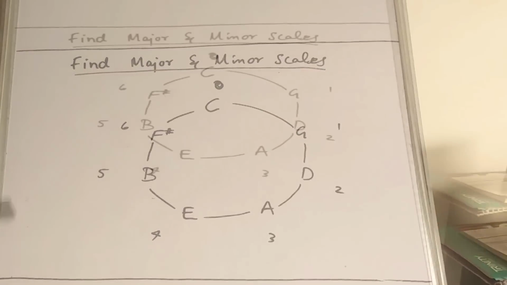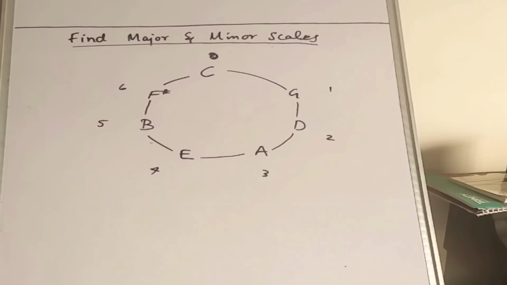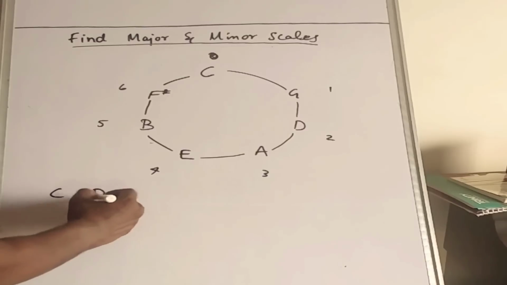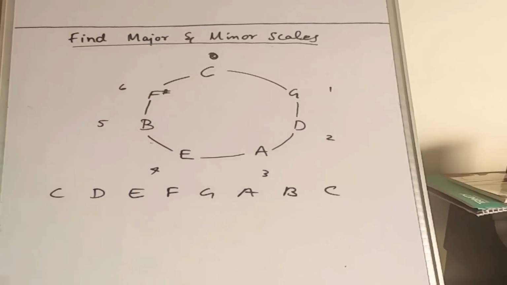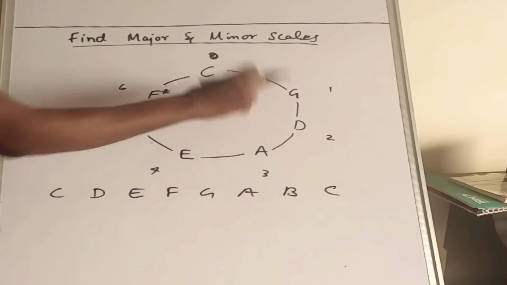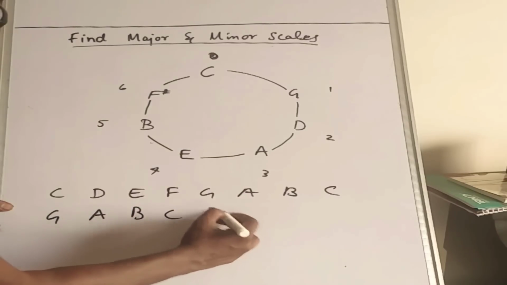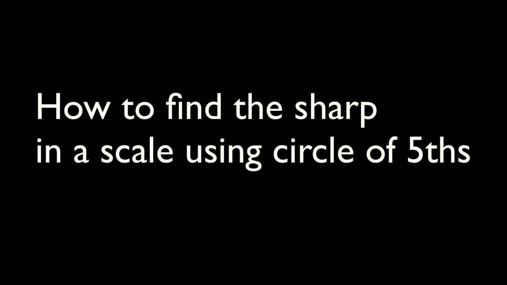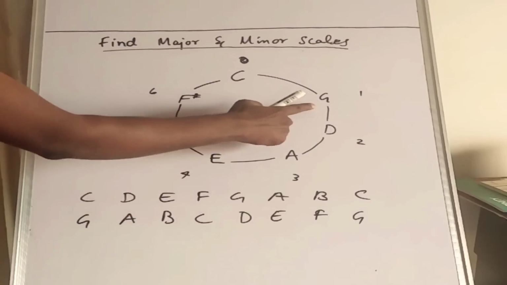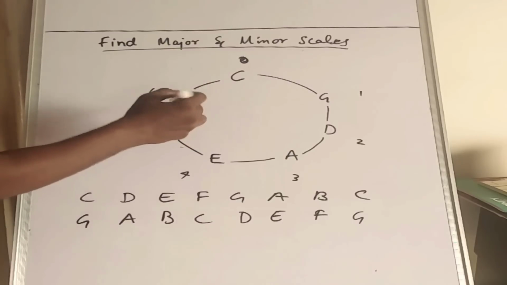Now let's first write down the C major scale. C, D, E, F, G, A, B, C. C major has no sharps, no flats. The next one is G major scale. First thing we're going to do is write down the alphabets from G to G, and then we're going to find out which note is a sharp in the scale. Now to do this, all you have to do is leave the previous note before G and take the one before that, that is F sharp.